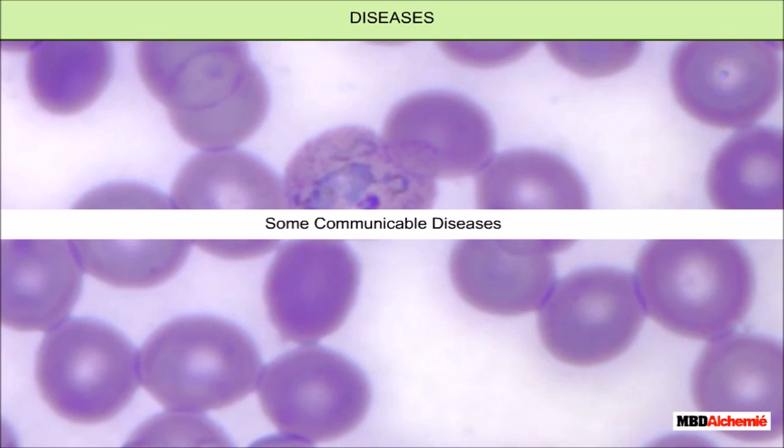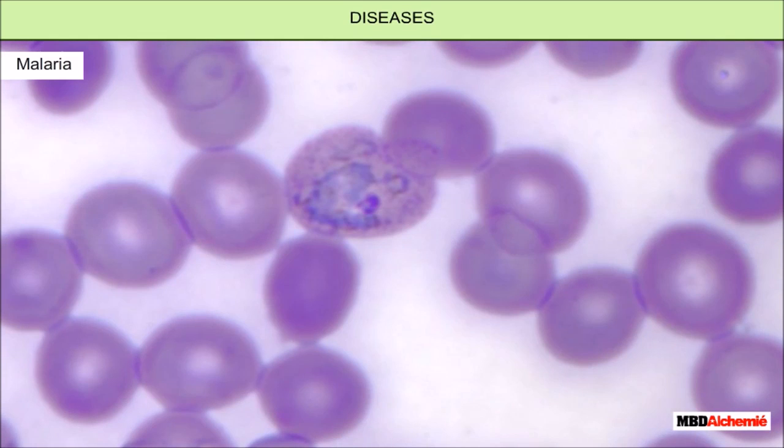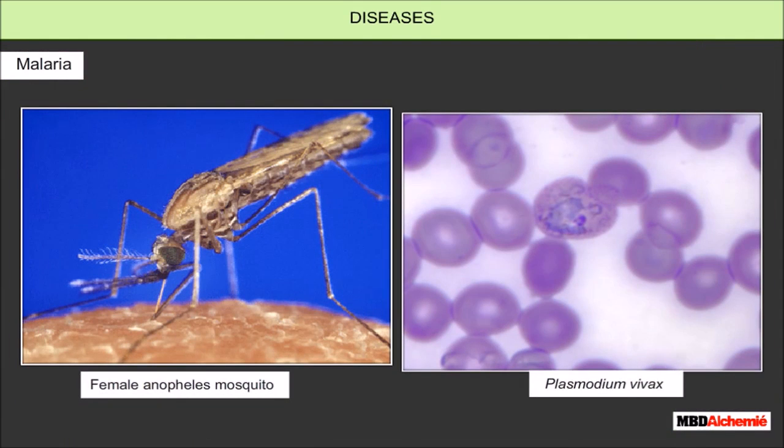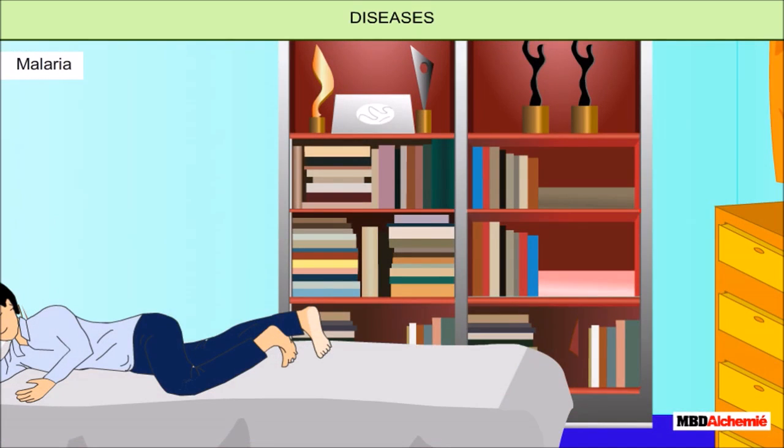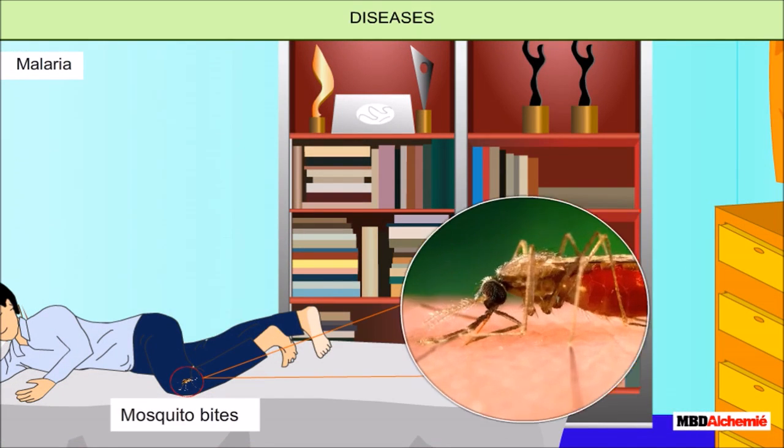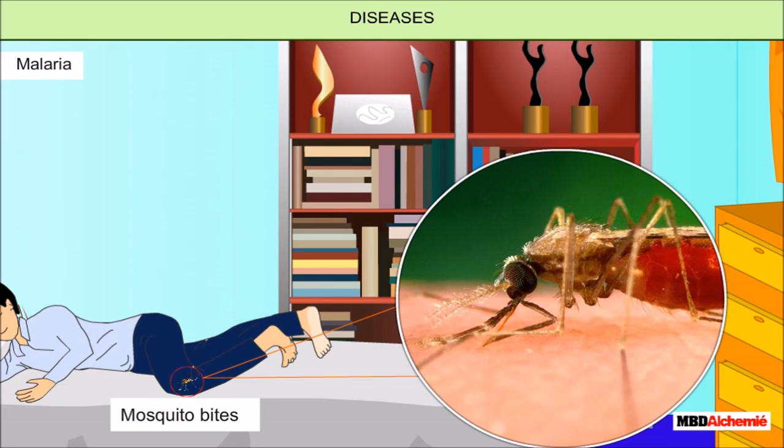Some common communicable diseases. Malaria. Malaria is an infectious disease caused by a parasite, Plasmodium vivax, which infects red blood cells. Life cycle involves two hosts, humans and Anopheles mosquito. The disease is transmitted to humans when an infected Anopheles mosquito bites a healthy person and injects the malaria parasites into the blood.